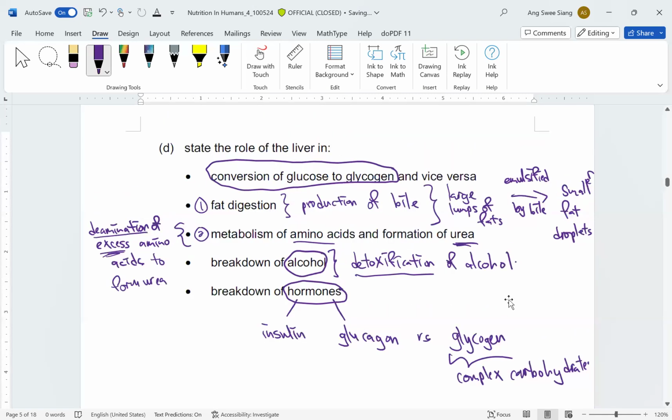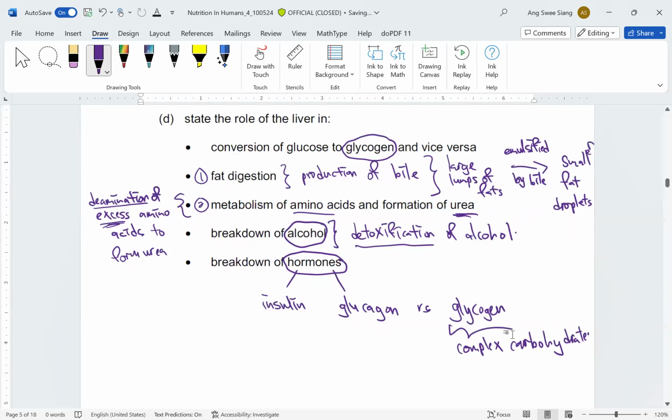So in this chapter, you'll be introduced to hormones. The two hormones that you're going to deal with are insulin and glucagon. Glucagon is different from glycogen. Glycogen is a complex carbohydrate. This is linked to another function of the liver, which I'm going to talk about after I talk about this breakdown of hormones.